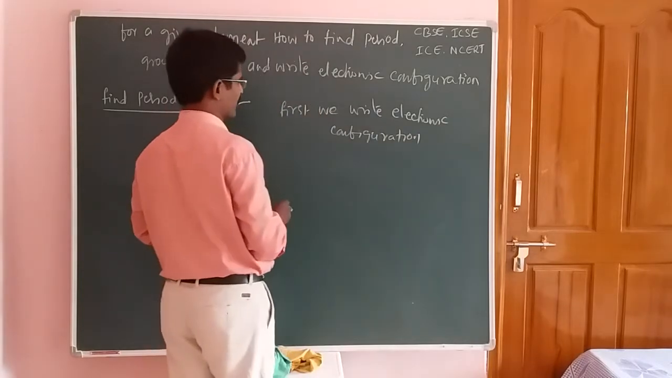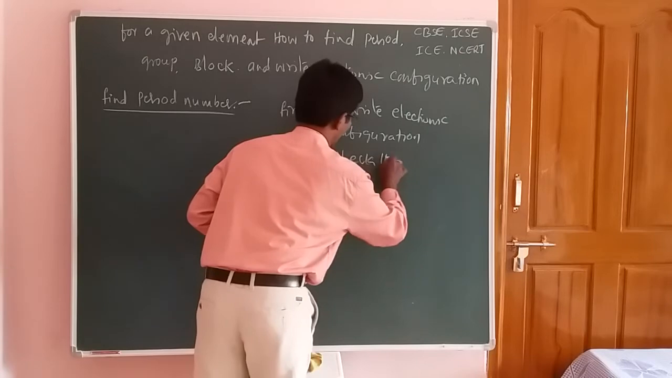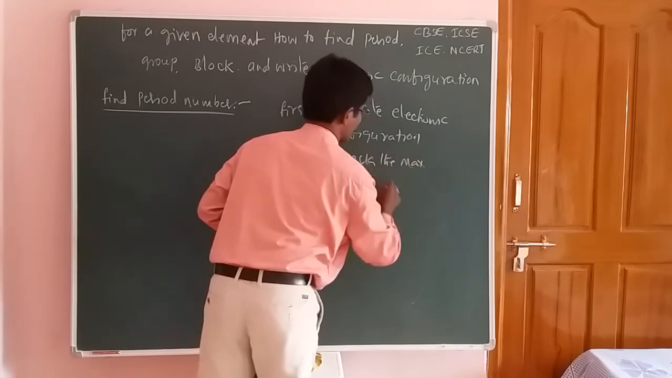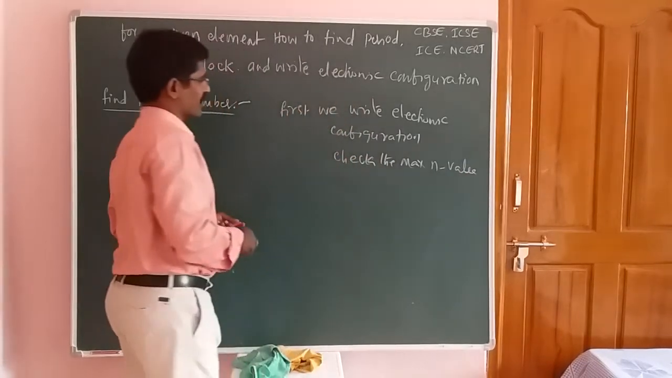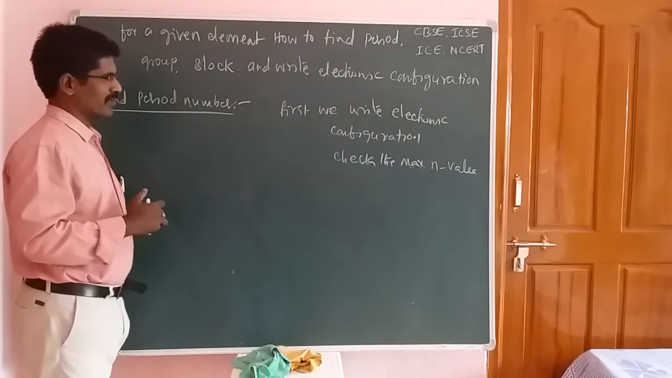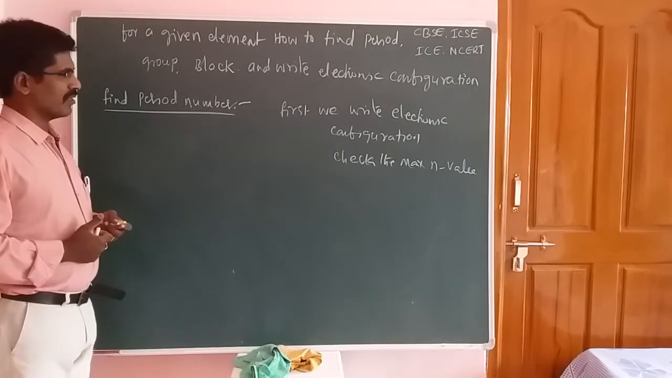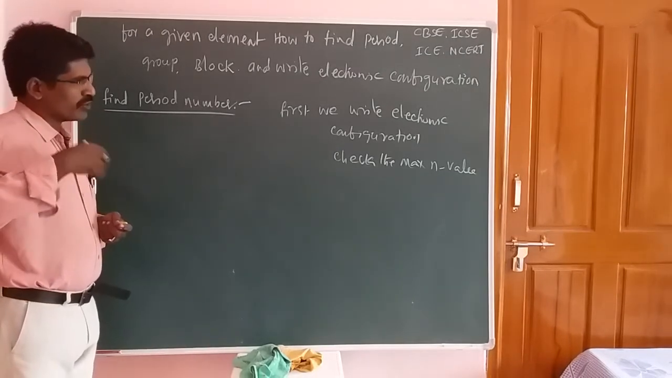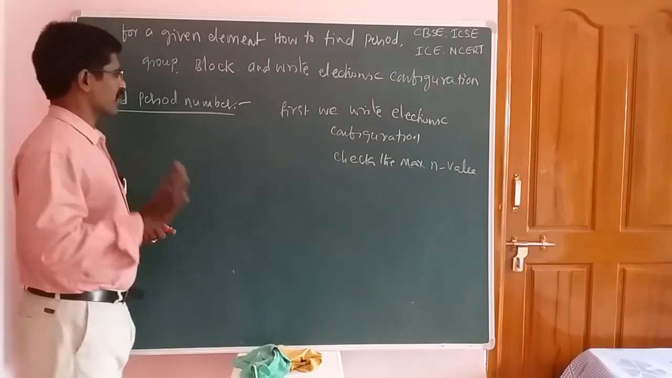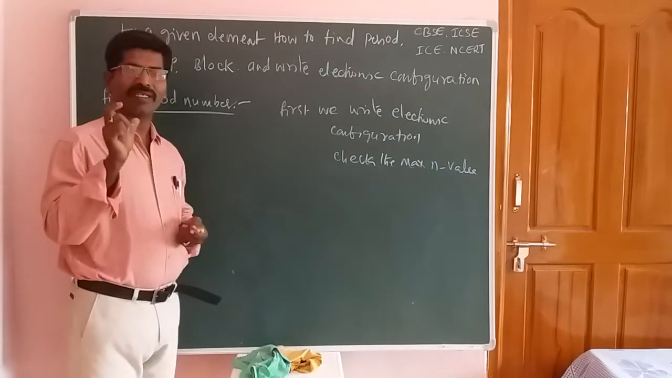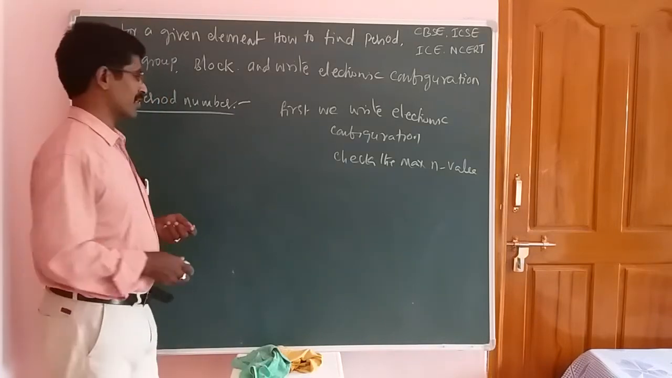Then you will check the maximum n value. That means where the electronic configuration stops, which orbital has the maximum principal quantum number. For your understanding, I will take one element, calcium, atomic number.